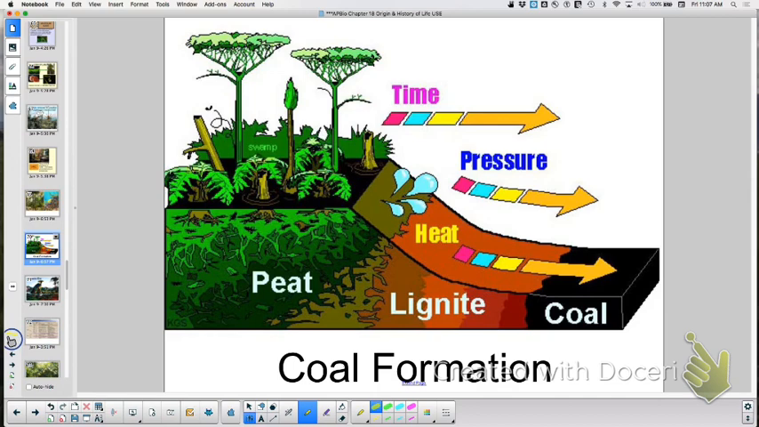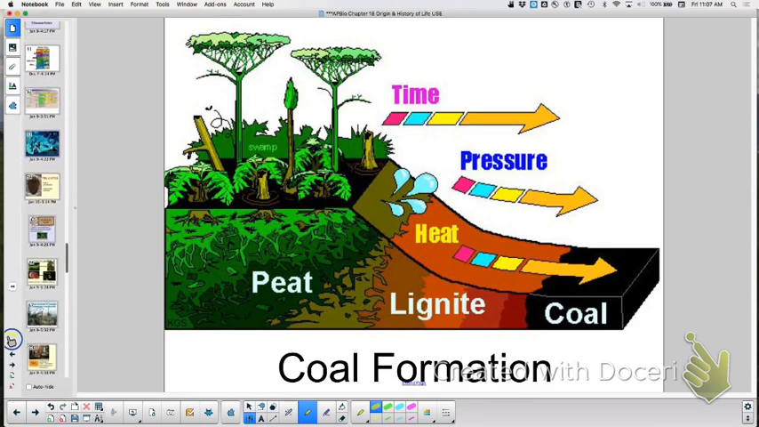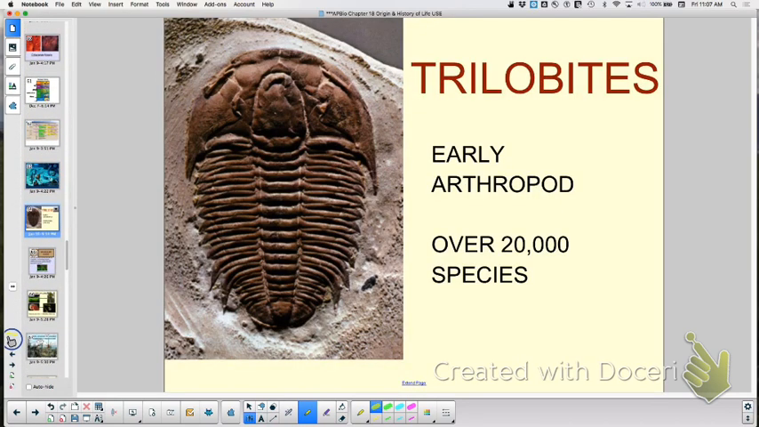Where is my molecular clock? How did I skip over all of that? We need to back up just a little bit. Here are trilobites. Okay, molecular clock.